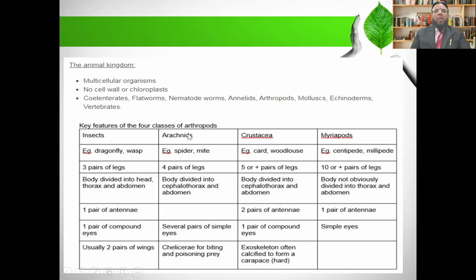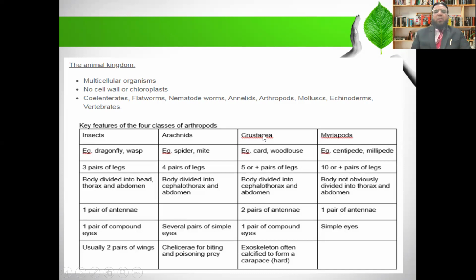Now arachnids, the examples are spider or mites. Arachnids have 4 pairs of jointed legs. 4 pairs means 8 legs are there, and the body is divided into cephalothorax and abdomen, meaning the body is divided into 2 parts. And here you see the eyes, they have several pairs of simple eyes, they don't have compound eyes. And you see here chelicerae for biting and poisoning prey.